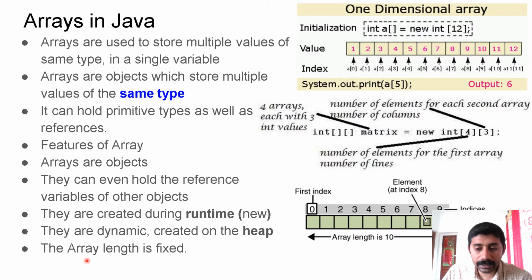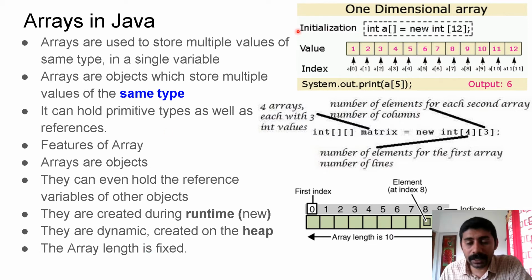The array length is fixed. That is a limitation of arrays. That means once you create an array with length x, at the creation time you are fixing the array length. After that you cannot increase or decrease the size of the array. So that is a limitation with respect to arrays.